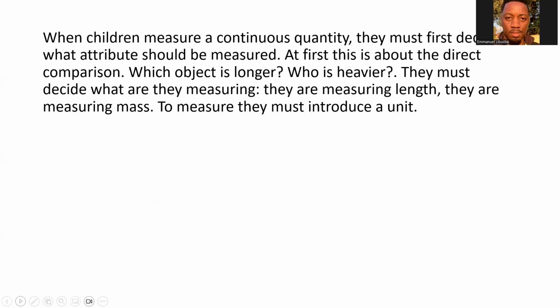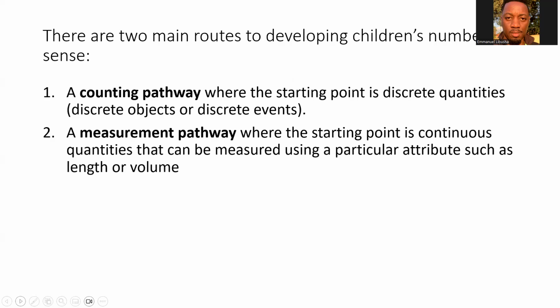Also, when children measure a continuous quantity, they must first decide what attribute should be measured. For example, are we measuring the length? There are different things that can be measured. And this is part of the ordinality, because ordinality is when you look at the position and what must be measured. There are 2 main routes to developing number sense. One is the counting pathway, and the other is the measurement pathway. The counting pathway is where the starting point is discrete quantities, and the measurement pathway is where the starting point is continuous quantity.